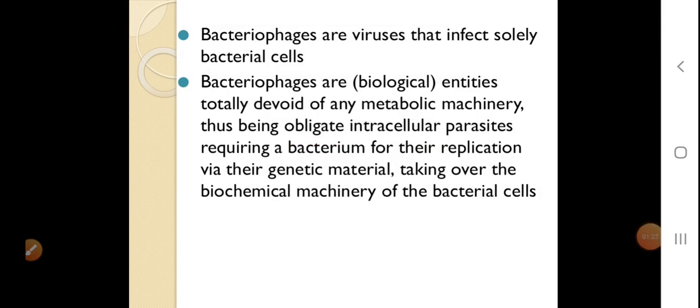Once they enter into the bacterium, they utilize the machinery, that is, the enzymes and proteins which are involved in bacterial DNA replication. So they either integrate their genetic material into the bacterium and remain as prophage, or lyse the bacteria, and thus they utilize the proteins and all the other machinery available in the bacteria for their own replication, and thus they sustain inside a bacterial cell. That is why they are known as obligate intracellular parasites.